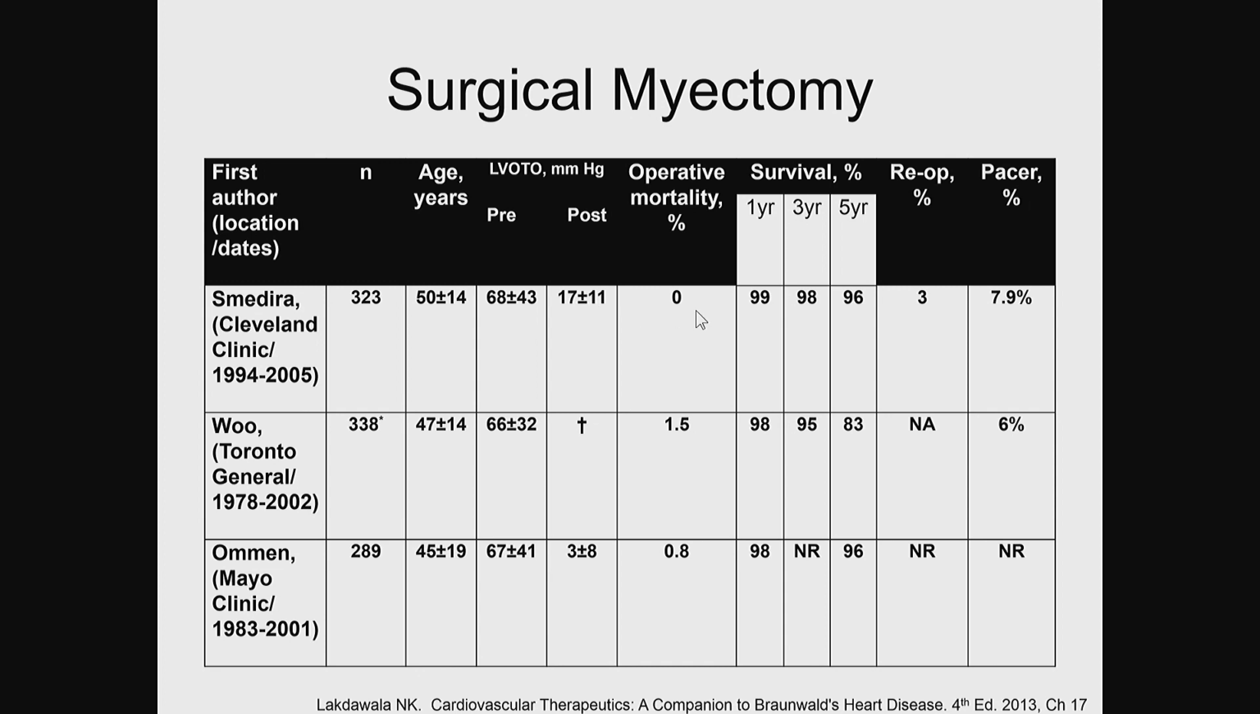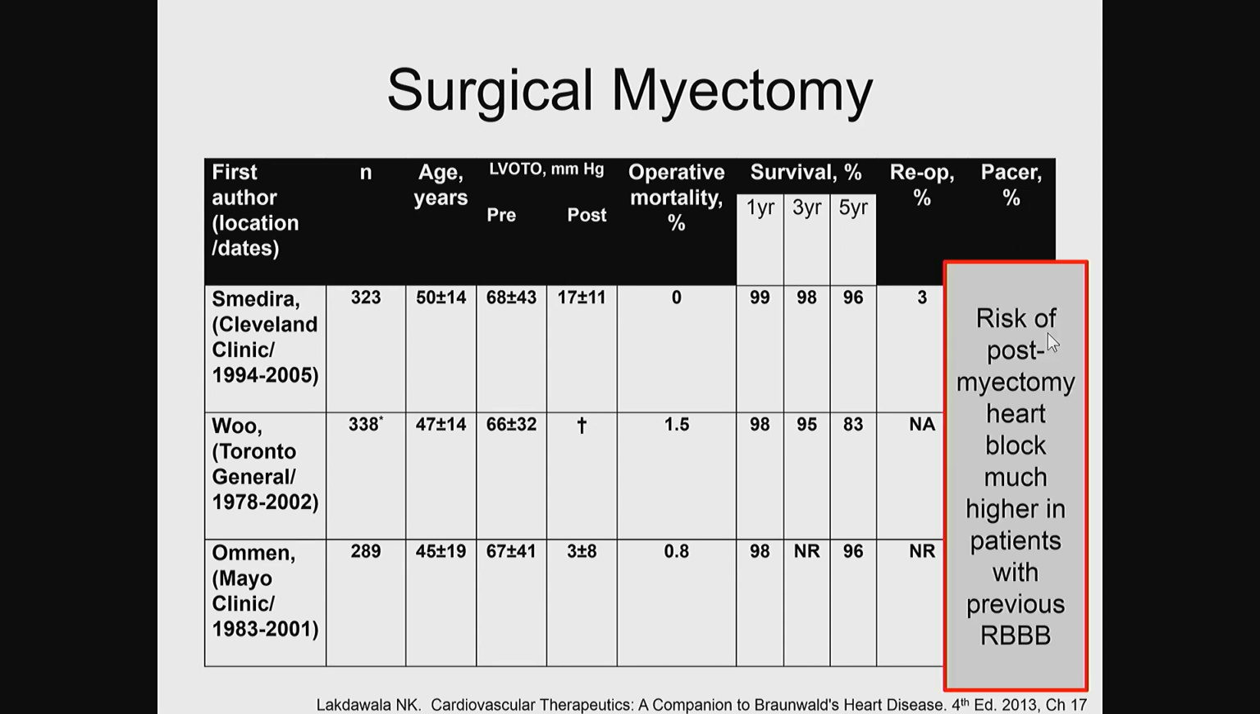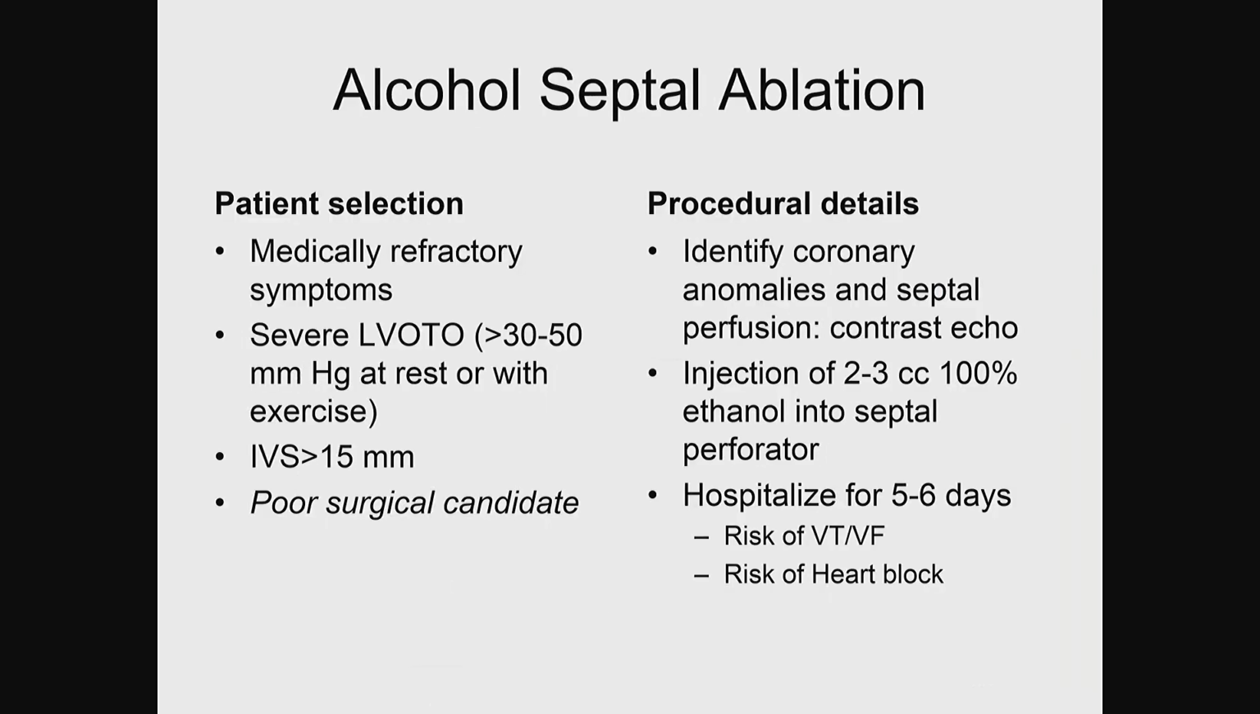Operative mortality was low in these series with excellent 1, 3, and 5-year survival. The requirement for reoperation is generally felt to be low, less than 5%, and the most common complication is that of complete heart block, which requires placement of a pacemaker. The risk of a post-myectomy heart block is significantly higher in patients with a pre-existing right bundle branch block, as nearly all patients develop a left bundle branch block with myectomy, and the combination of the two will result in complete heart block requiring a pacer.